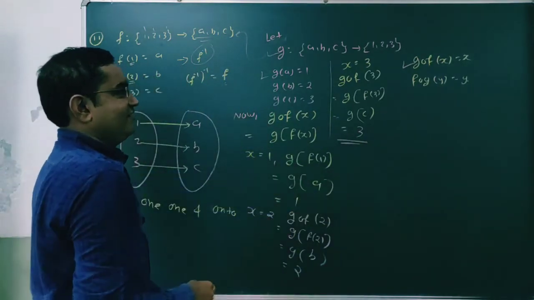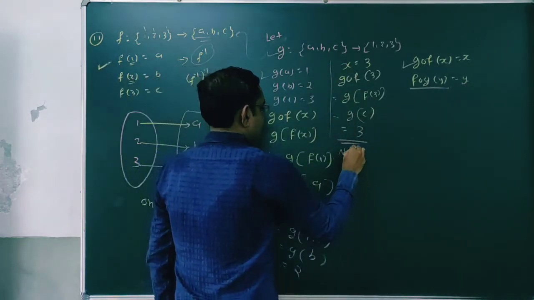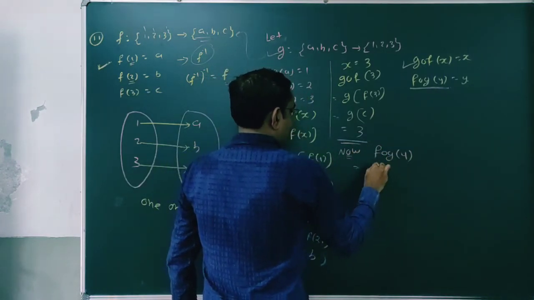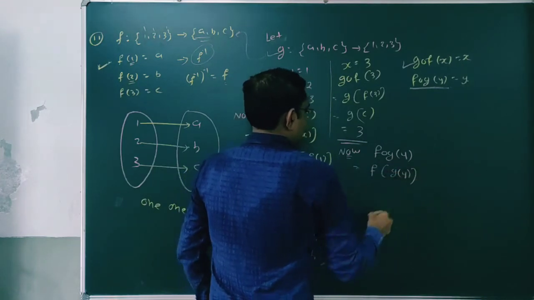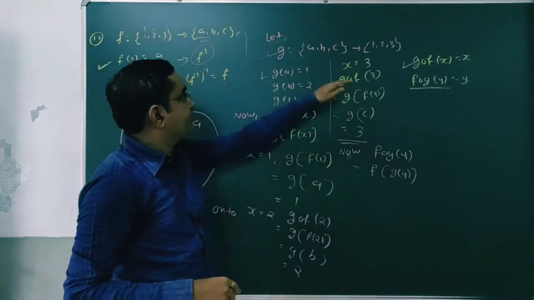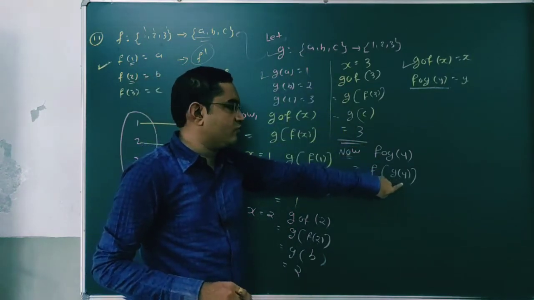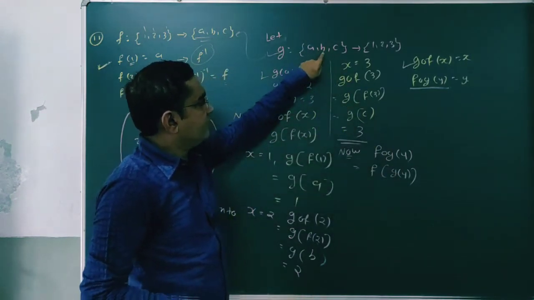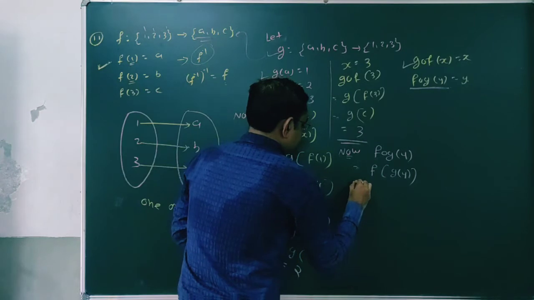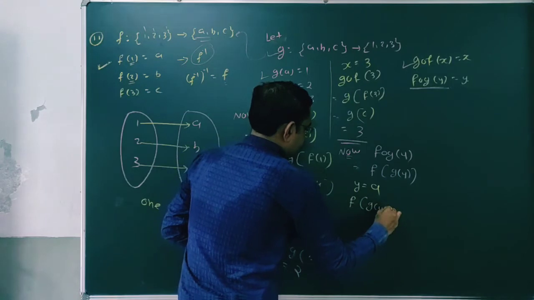Then we have to verify f of g of y equal to y. Now for y, we need f of g of y. Here y comes from the domain of function g, and the domain is the elements a, b, c. So y can take the values a, b and c. First we are taking y equal to a, and this gives f of g of a.